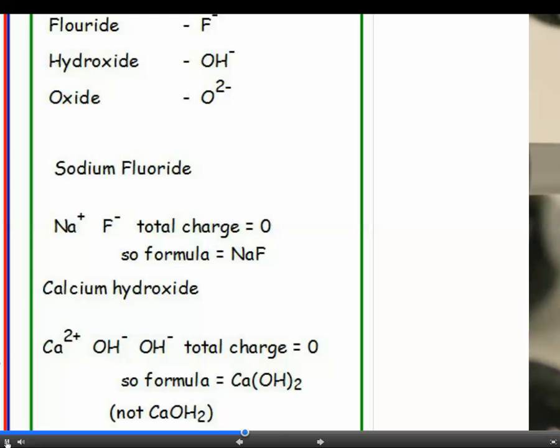Calcium hydroxide has the formula Ca(OH)2 as the calcium ion has a 2+ charge and the hydroxide has -1, so we need 2 hydroxides to balance out the charges. The brackets show that we have those 2 hydroxides. Don't forget, if we left out the brackets, our formula would suggest that we would have 1 calcium, 1 oxygen and 2 hydrogens, which is something else entirely.